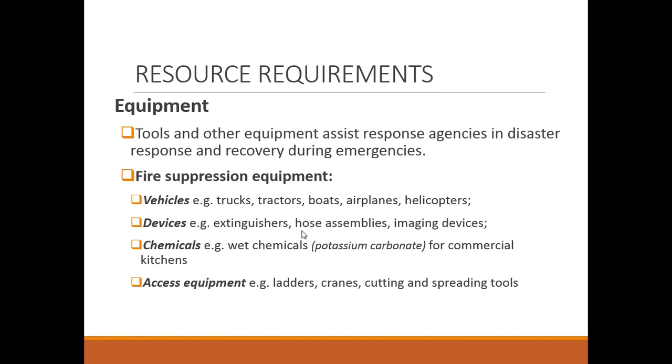Equipment is needed, all kinds of equipment. You find that the different teams that would be required to respond to any disaster will have to have different types of equipment depending on their function on the scene. For example, you will require fire suppression equipment that would involve certain types of vehicles, trucks, tractors, boats, airplanes, helicopters, and they will have to be prepared for these fire incidents occurring in any number of environments, whether it is on land, whether it is on sea, whether it is accessible by road or only by air. Other devices that they would need would be things like fire extinguishers, hoses, imaging devices. Imaging devices would often be needed to see where fires may be occurring in areas that they cannot visually see.